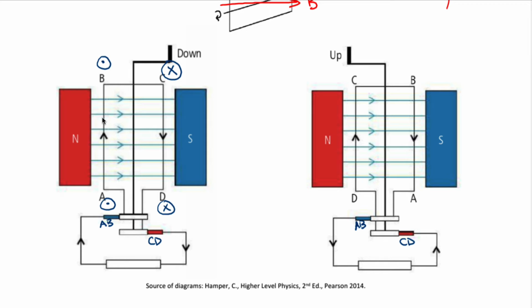If we now think of a positive charge that is sitting in the wire AB. So we've got a positive charge in the wire, and that positive charge is being forced out of the page towards us, and it's sitting in a magnetic field.